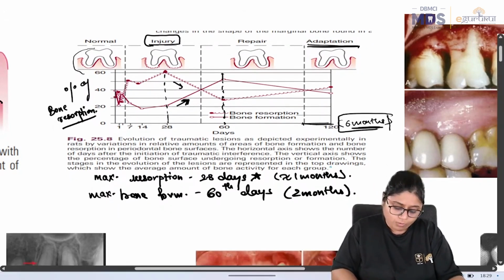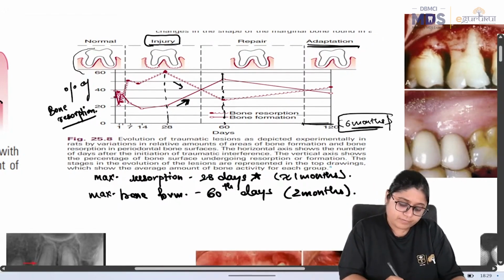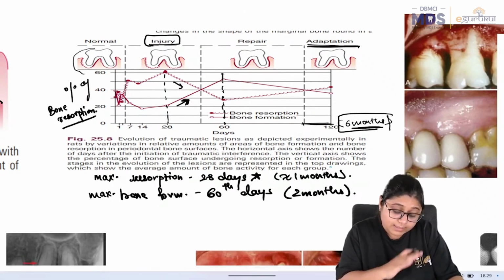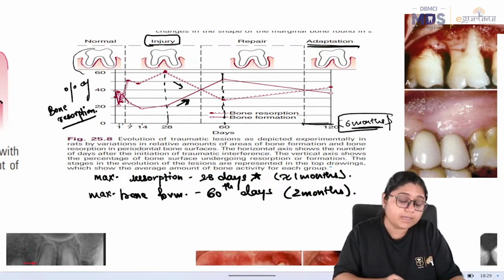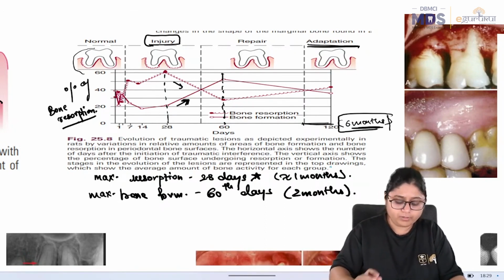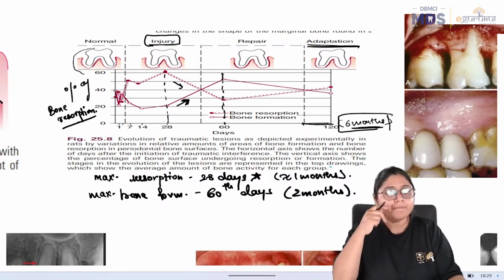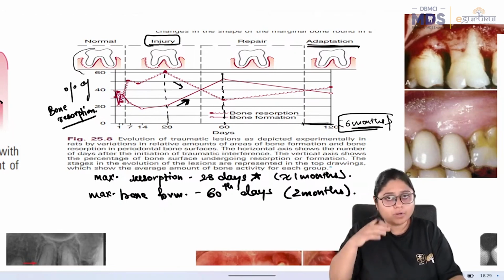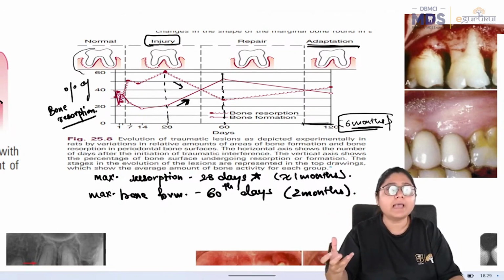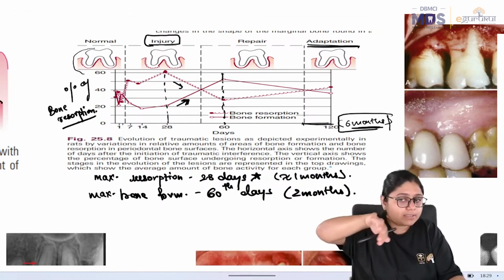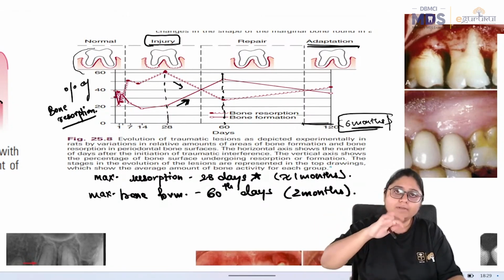This type of bone formation, which occurs during trauma from occlusion, occurs even in an extraction socket, guys. After extraction, we tell the patient that we can do the implant only after 3 to 4 months. Why? Because immediately after extraction there is an increase in bone resorption. The osteoclasts will come, and whatever surrounding bone is there will start resorbing.